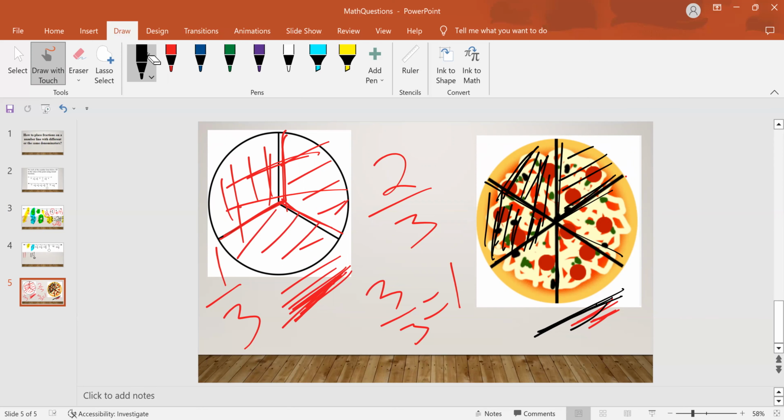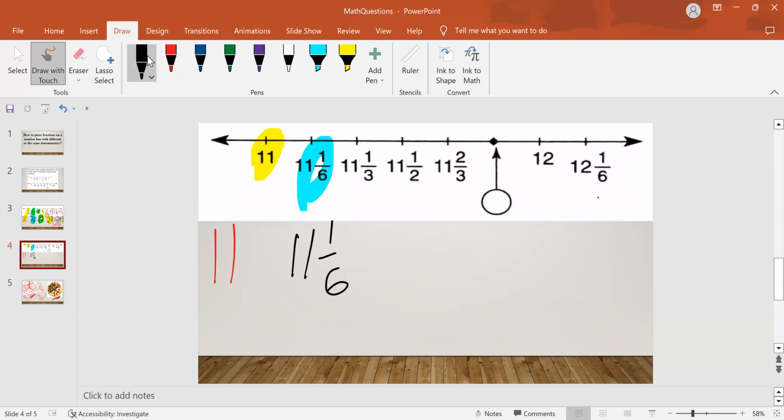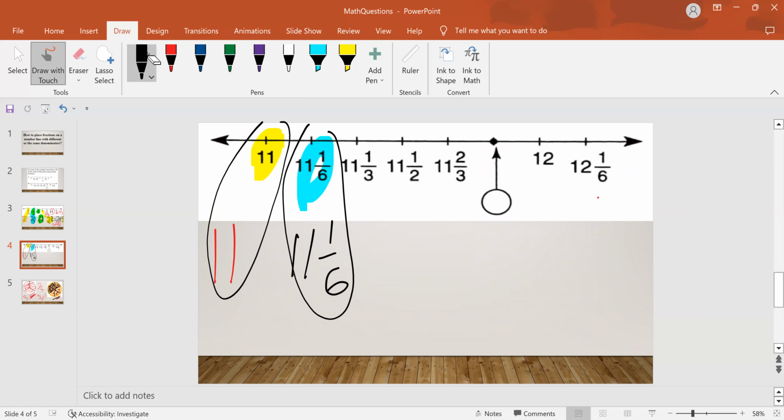3 parts, we're going to be 3 out of 6, and so on. So here, because we have 11, and after that we have 11 and 1 over 6, it is this side here. This one is this one. So we're going to have the next one. So this one here is going to be 11 and 2 out of 6.